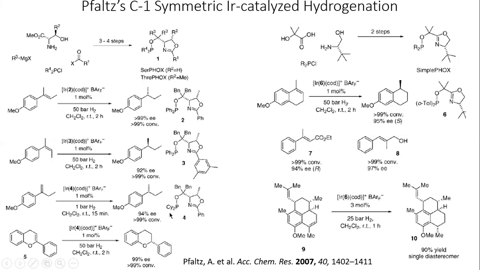And the difference in the ligand, because the metal is iridium, is right here on phosphorus. You can see that this has two cyclohexyl rings on it, and then up here you have aromatic rings.